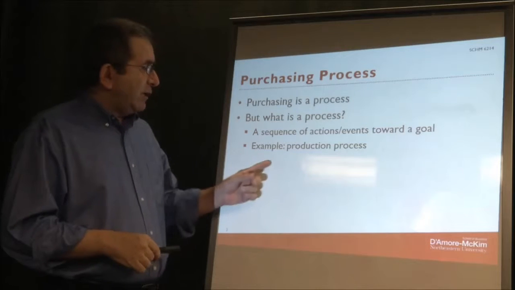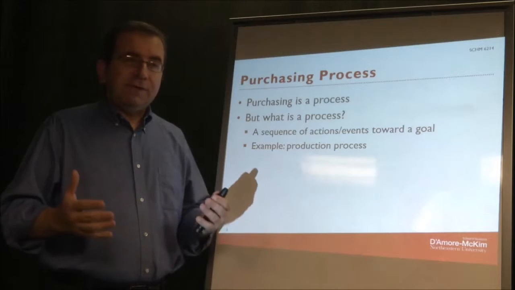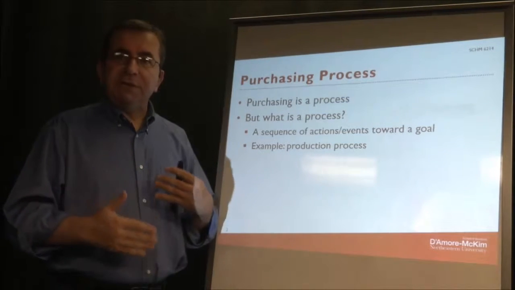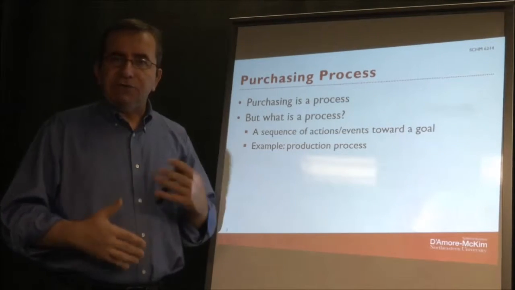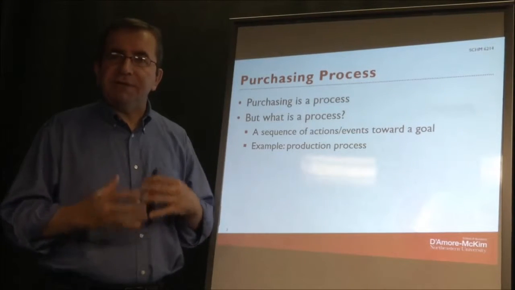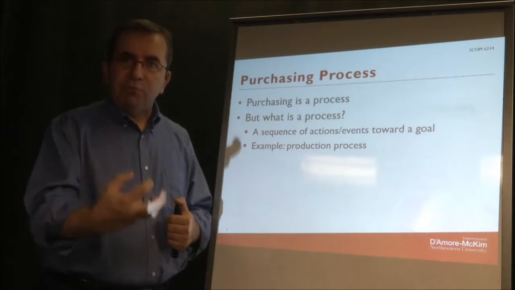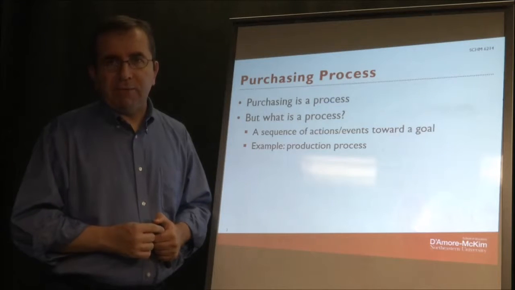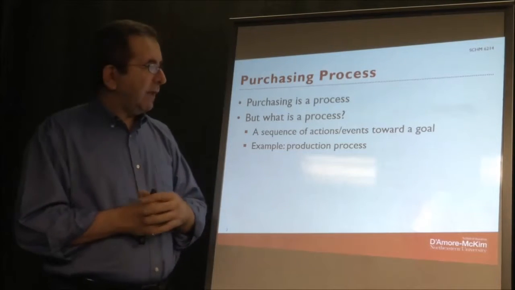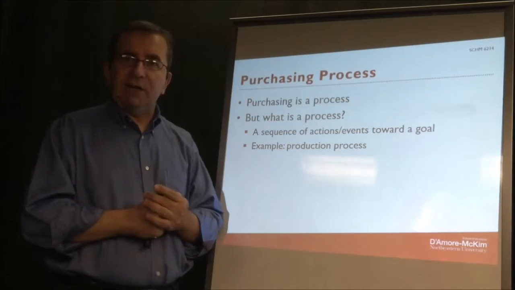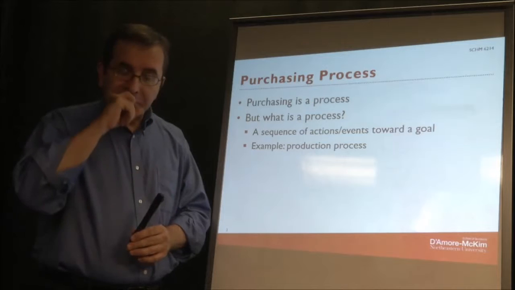So, for example, we can talk about the production process. You receive raw materials, you start working them, processing raw materials, treating raw materials, assembling raw materials, etc. And finally, you put together a finished product. So the goal is to assemble that finished product, and there's a sequence of activities that go on to achieve this goal.